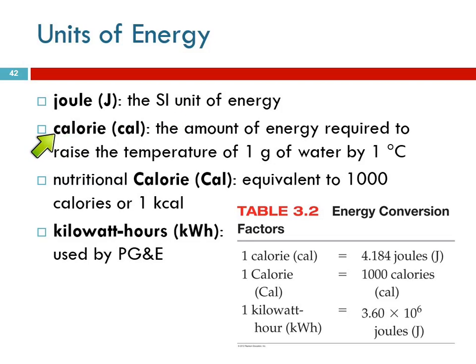Then we have the calorie with a small c and a calorie with a capital C. We've heard about calories, right? Candy bars have calories and they'll make you fat, right? Well, that's the nutritional calorie, which is a calorie with a capital C. It's abbreviated capital CAL. And this is actually equivalent to 1,000 of these smaller calories. So in other words, this is actually a kilocalorie. The calorie that scientists refer to is the amount of energy needed to raise the temperature of 1 gram of water by 1 degree Celsius. That's how we define a calorie.